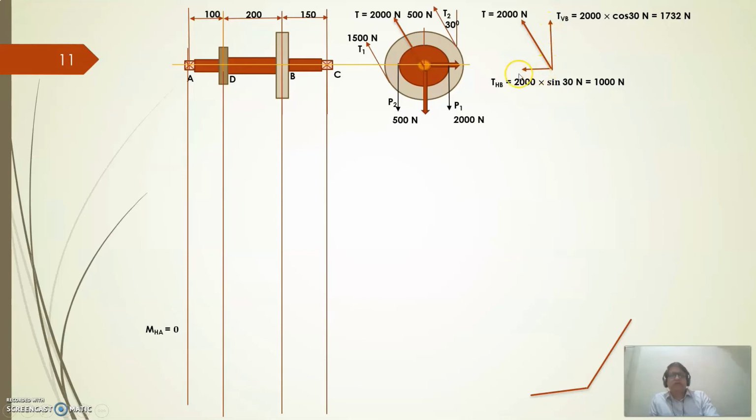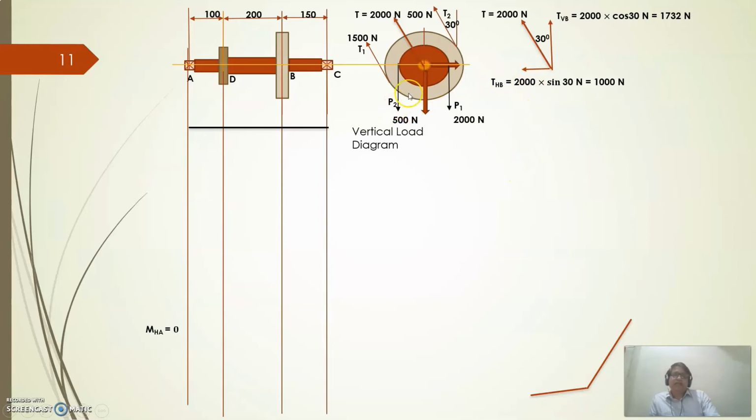At point B, you will have two forces. One is vertical, equal to 1732, and the other is horizontal, equal to 1000. And now this angle is 30 degrees. So now we will go for the vertical load diagram. What are the vertical loads?